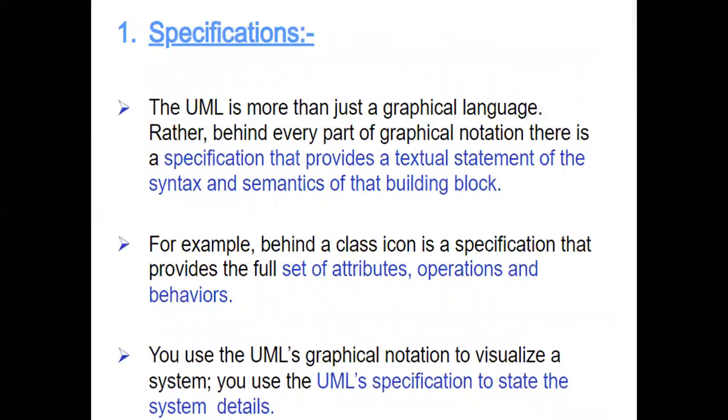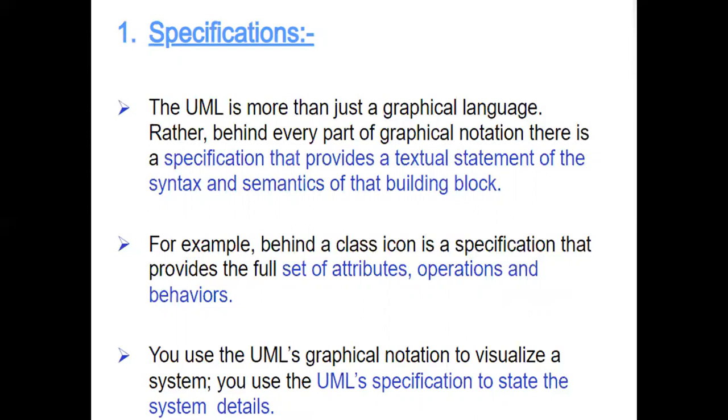The UML is more than just a graphic language. Behind every part of the graphic notation, there is a specification that provides a textual statement of the syntax and semantics of the building block. For example, behind the class icon is a specification that provides the full set of operations, attributes, and behavior. The graphical representation is a rectangle with 3 partitions. In the first partition, you represent the name. In the second, the attributes. In the third, the behavior. Behavior means operations.